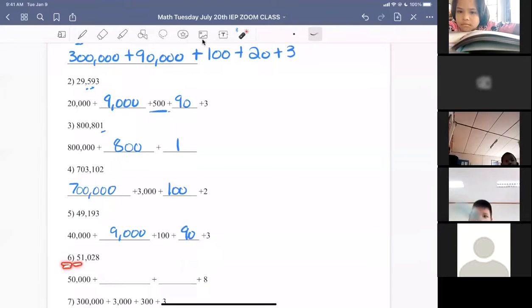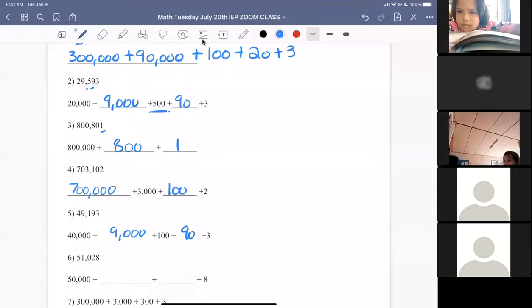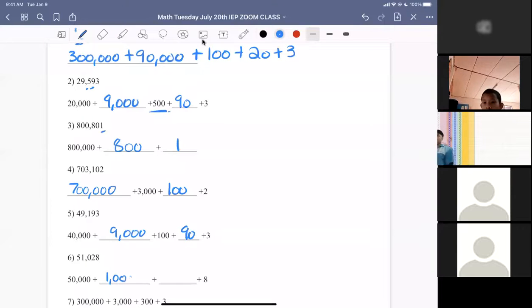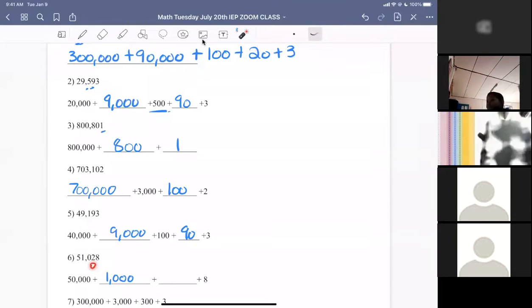Number 6. 51,028. So I have 50,000 for the 5. What is this 1? It's in the thousands. That's right. 50,000 plus 1,000 plus. We have no 0 there, so we write nothing. What is this 2? 20. Very good. Plus 20 plus 8. Good.